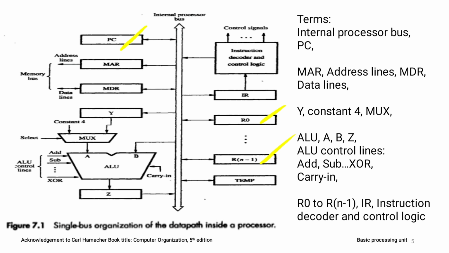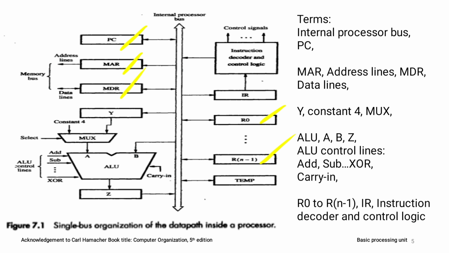The first one is the program counter, that is PC. This register always stores the address of the next instruction when a program is being executed. This is MAR, the memory address register. In this, the processor loads the address of the memory location with which it wants to perform a read or write operation.